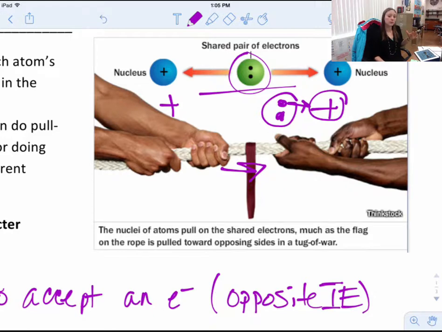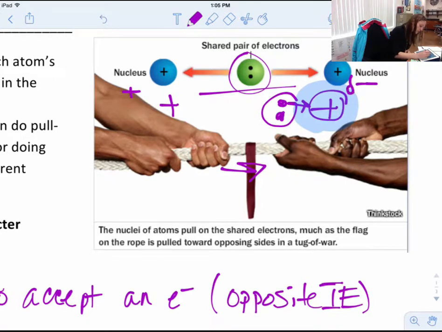The word polar comes from having a pole, a positive end and a negative end, okay? So what happens is, since you're pulling those negatives closer to this end down here, it makes this end right here a little bit negative. And it makes this end right here of this atom a little bit positive. But it's not a full positive and a full negative because it's not an ion. So what they are, they're called partial charges.